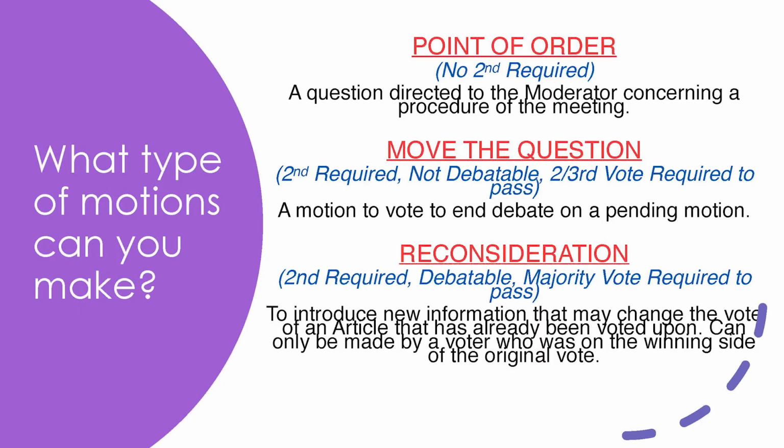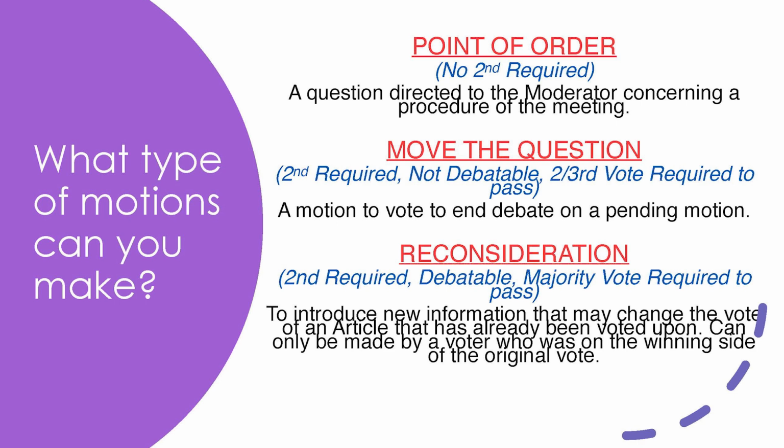So, different types of motions you can make at town meeting. Point of order. You don't need a second for that. It's just directed at the moderator concerning the procedure of the meeting. So if you don't think that I'm letting someone speak too long, or I'm cutting people off too early, or if somebody had a question about what I was doing, they could make a point of order. There's no second for that.